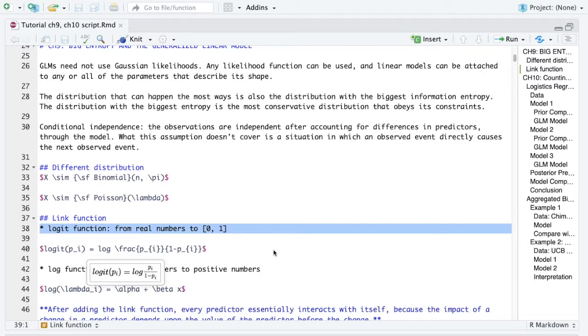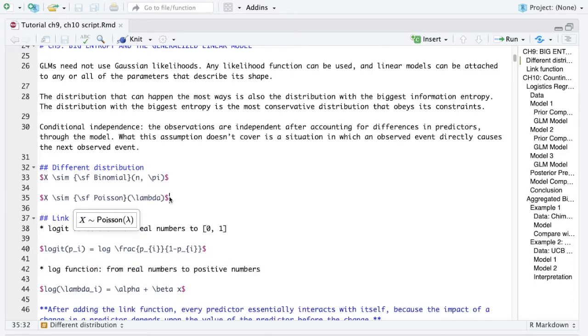One very common link function to match real numbers and values from 0 to 1 is called the logit function. If we put one probability p into the logit function, p divided by 1 minus p, and take the log, the output can be any real number. By doing so, we can use the linear relationship alpha plus beta times x to estimate logit p, and then use the inverse logit function to get the original p we want to estimate.